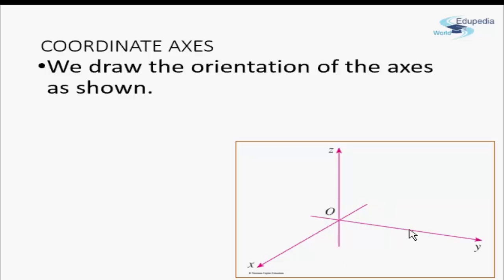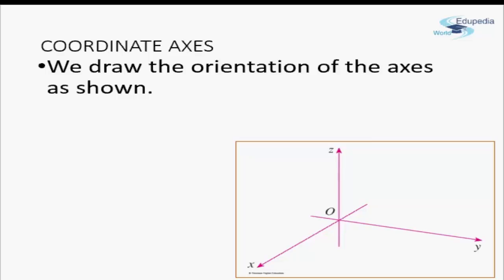So you see, all of these three lines are basically perpendicular to each other. And as you can see, x and y are basically on the horizontal plane, and z, that is the new dimension that we have introduced, is the vertical line. So this is how a three-dimensional coordinate system looks.